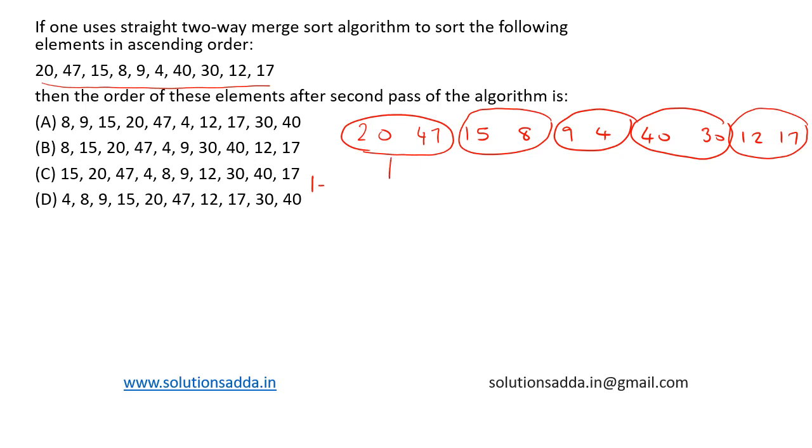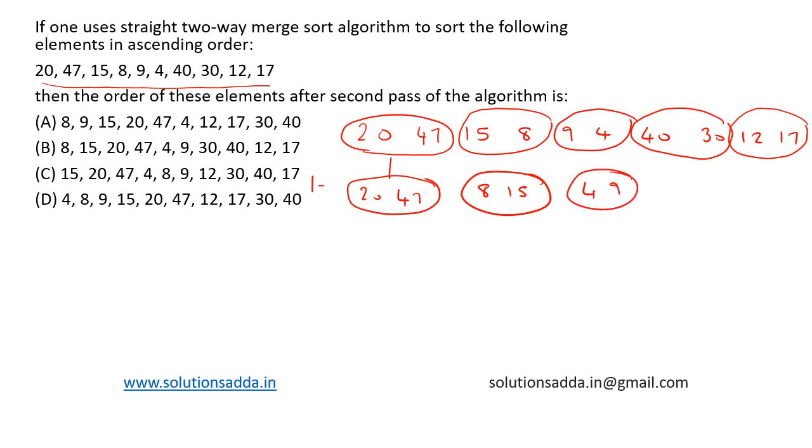This sorted list would be 20, 47 as it is. The next list would be 8, 15. The next list would be 4, 9. This would be 30, 40. This would be 12, 17. This is round 1.